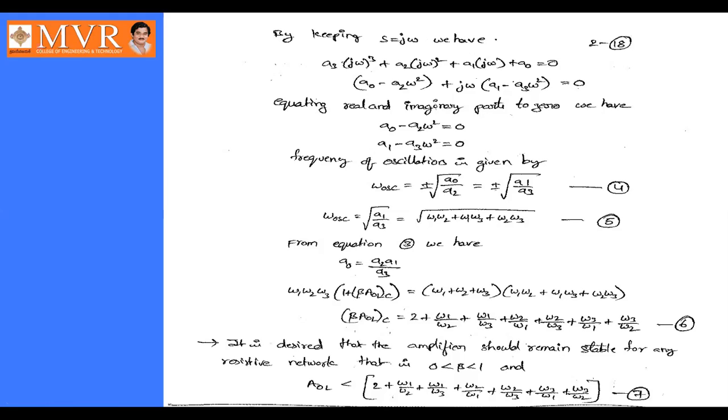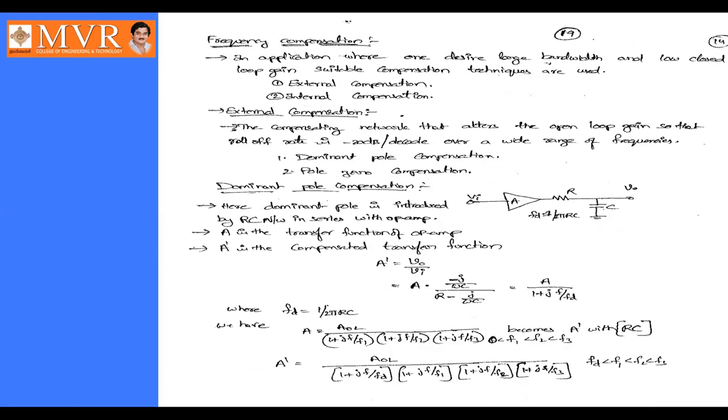So why have we done all this equation solving, and why are we going for this stability criteria? To find at what frequencies and for what beta value the operational amplifier is going to perform better. For that reason we consider this stability criteria, and we obtain the value of beta. So this is the stability criteria for an operational amplifier.